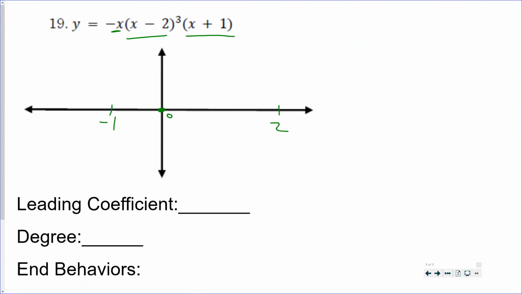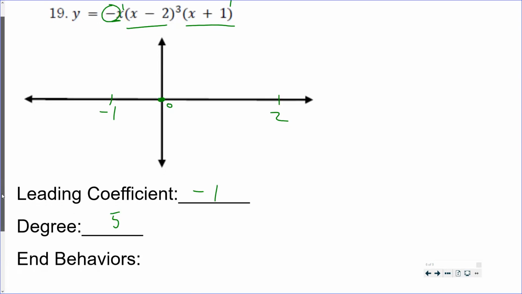So once I label out my x-intercept and also my y-intercept, in this case, since I have an x-intercept of 0, that's also my y-intercept. So I don't need to solve for that. My leading coefficient in this problem is negative 1, the constant right in the front. My degree in this case is going to be 5 because this is all considered one term, so you have to add up all the exponents. So 3 plus 1 is 5. So the degree of the whole thing is 5.